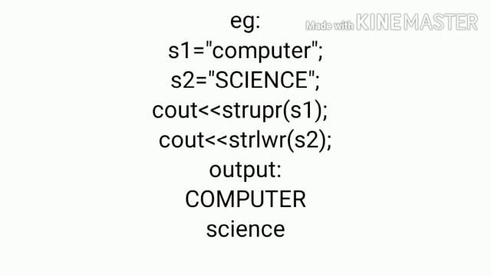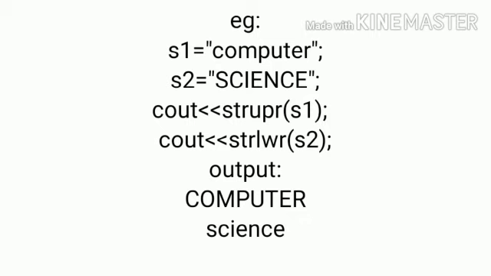For example, s1 equal to computer, s2 equal to science. Here s1 is given with all characters in lowercase, and s2 equal to science is given with all characters in uppercase. Then print cout strupr of s1. So the s1 characters are converted into uppercase letters, and then print cout strlwr of s2. So the s2 characters are converted into lowercase letters. So the output is computer displayed in uppercase letters, science displayed in lowercase letters.